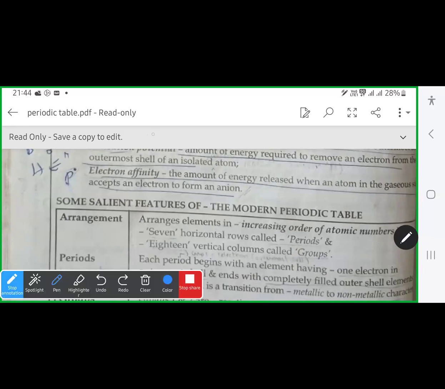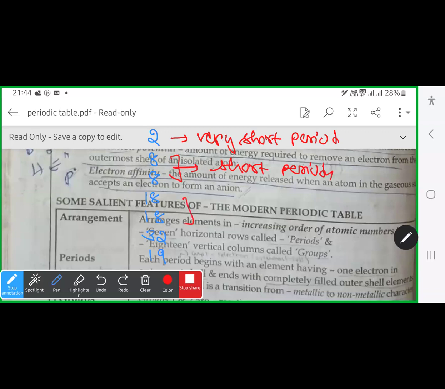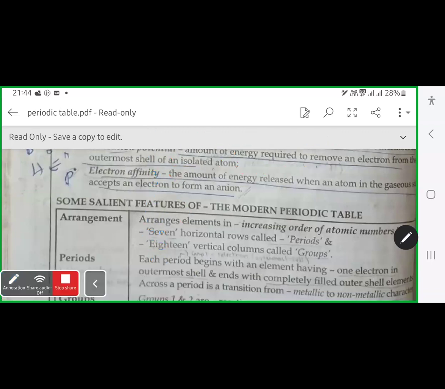The first period contains 2 elements. Second and third contain 8. Fourth and fifth contain 18. Sixth contains 32 and then the seventh is incomplete. The first one is known as very short. These two are known as short periods. These are long. Just a minute.